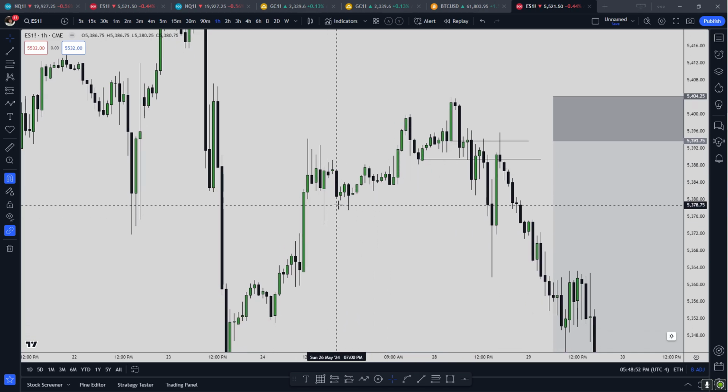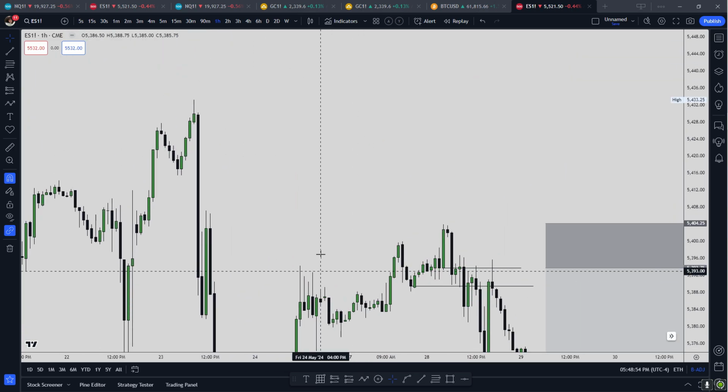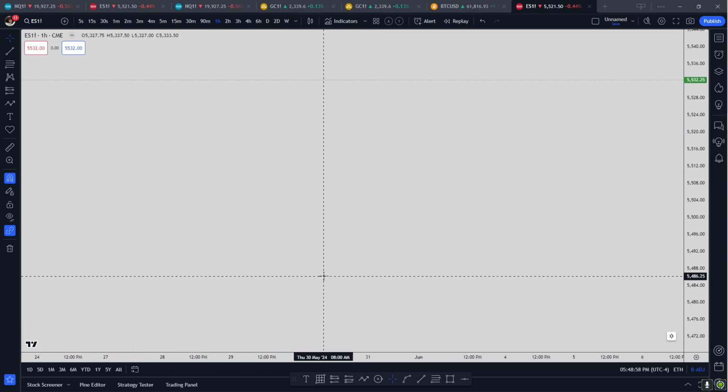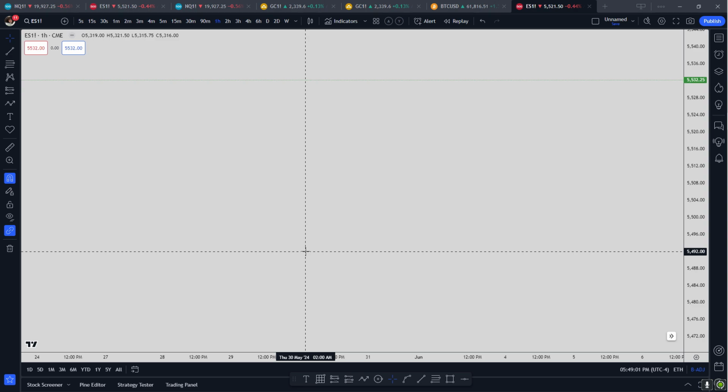Knowing that price should go here and here and here and here with the right context. If that didn't make sense or you have any further questions, just leave it down in the comments below. I'll try my best to get to them.